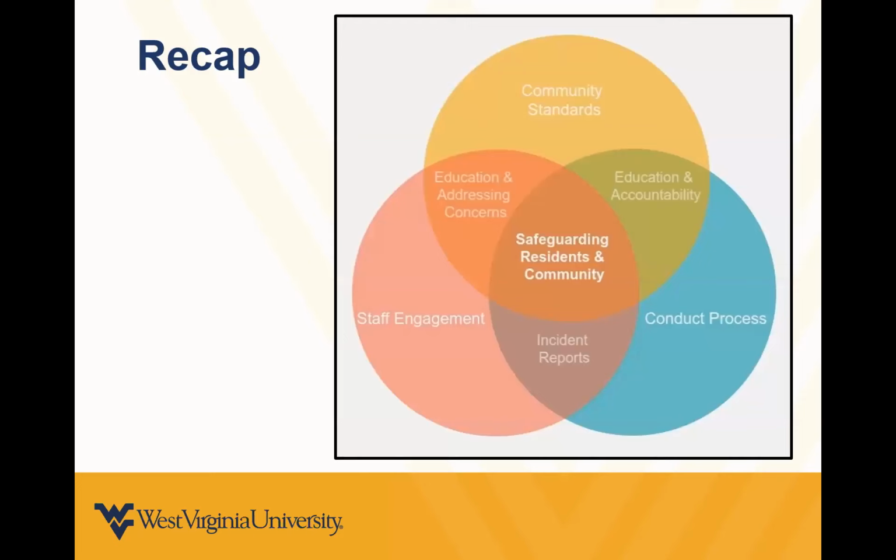So to recap this training, we just discussed 3 key methods that our department utilizes to safeguard and educate our community. First, the community standards of conduct that sets behavior expectations for our community members. Second, staff engagement with our residents, either through education or by addressing concerns in the community. And finally, the conduct process and the role it plays in educating our students and holding them accountable.